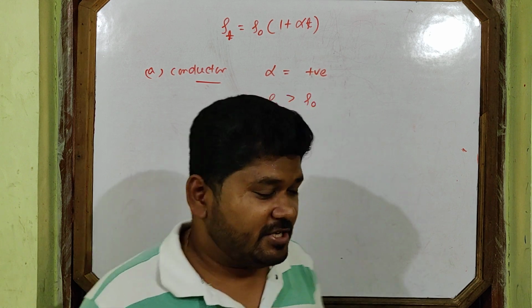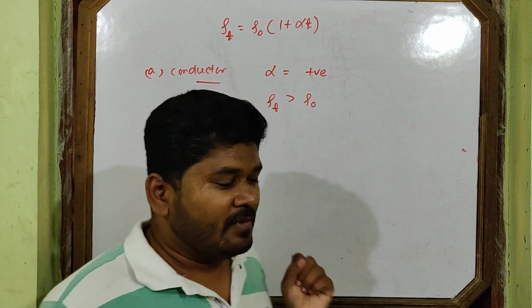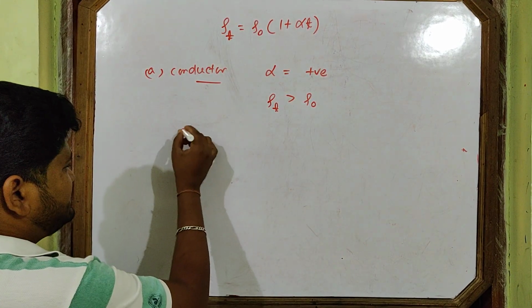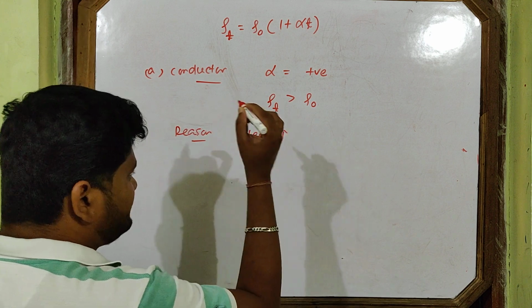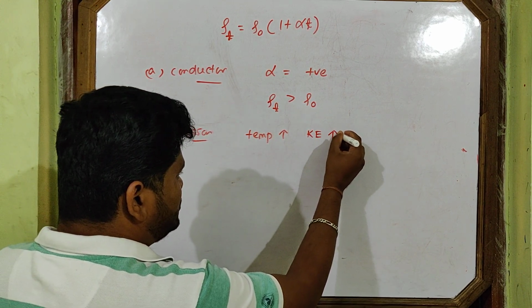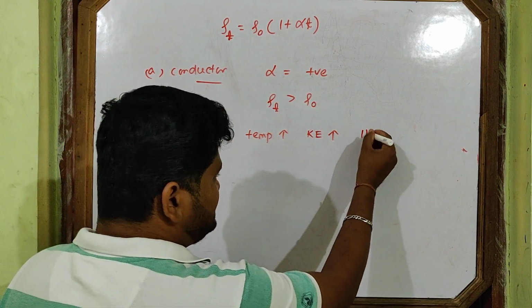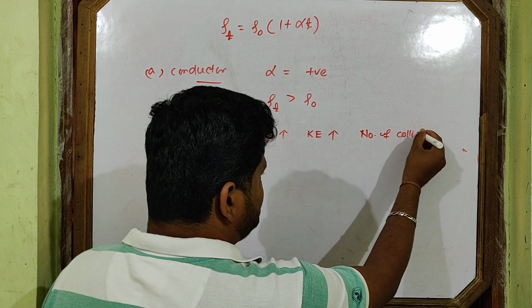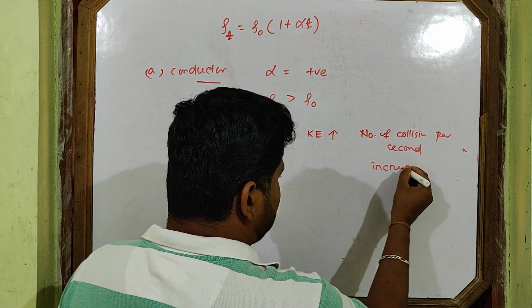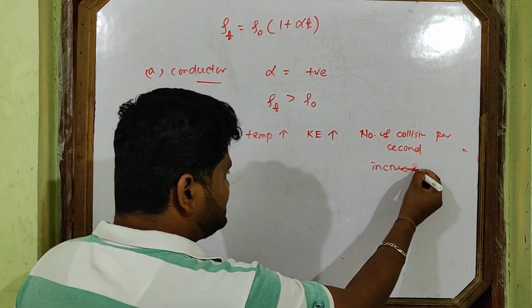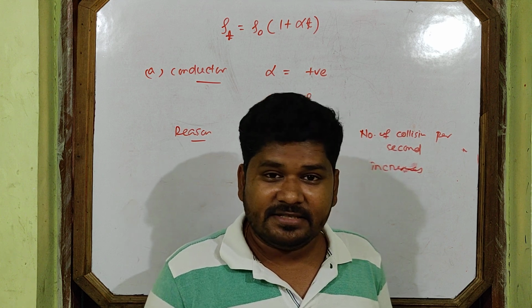If temperature increases, then the resistivity of a conductor increases. Why does it increase? What is the reason behind it? I am telling you the reason. If temperature increases, then the kinetic energy of the electrons increases, which means their velocity increases. If velocity increases, the number of collisions per second increases. If the number of collisions per second increases, then resistivity increases.